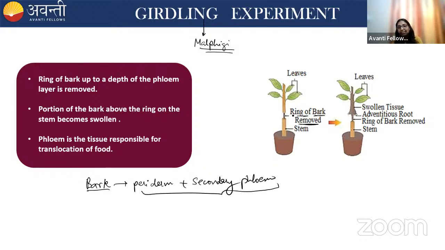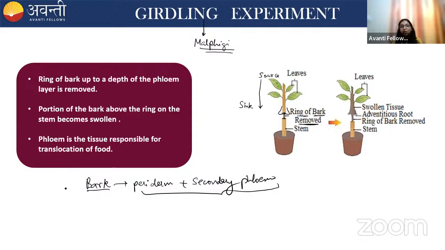So when the scientist removed the bark, that means he removed the periderm, he removed the phloem, right? And you know that food which is synthesized in the leaf, that is the source. So food always moves from source to sink. Movement of food is from source to sink, right? So food will move from leaves to root. But at this point, there's an interruption because the bark has been removed, the secondary phloem has been removed. So what he observed was swelling.